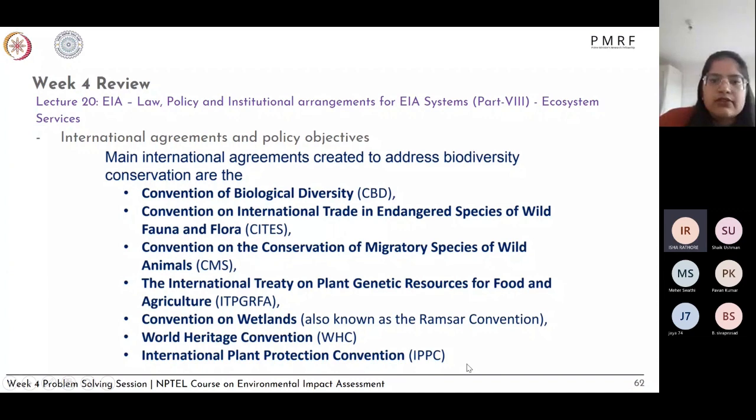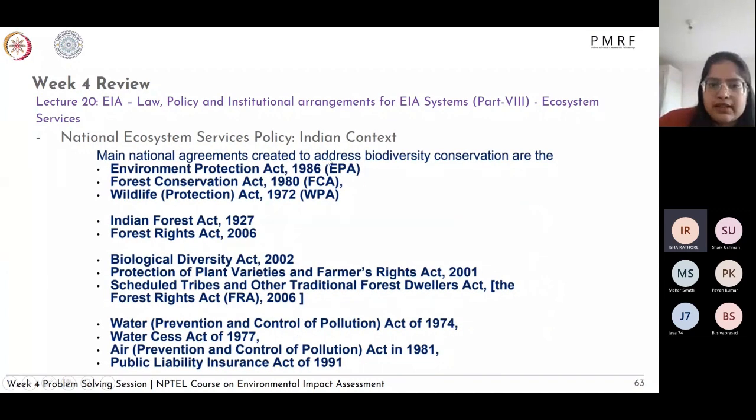And then we have certain national agreements as well, which are the Environmental Protection Act, Forest Conservation Act, Wildlife Protection Act. We have the Indian Forest Act, the Forest Rights Act, the Biological Diversity Act, Protection of Plant Varieties and Farmers' Rights Act, the Scheduled Tribes and Other Traditional Forest Dwellers Act, which looks at the rights and ecosystem benefits of indigenous species. And we have the Water Prevention and Control of Pollution Act, Water Cess Act, Air Prevention and Control of Pollution Act, Public Liability Insurance Act. So these were acts from the Indian context.